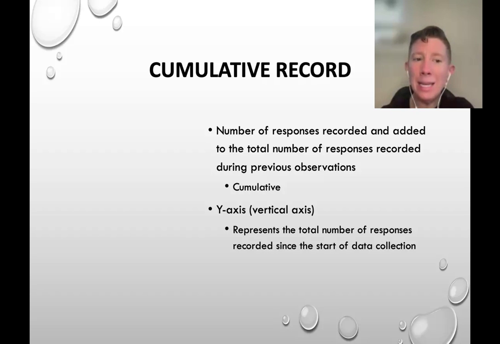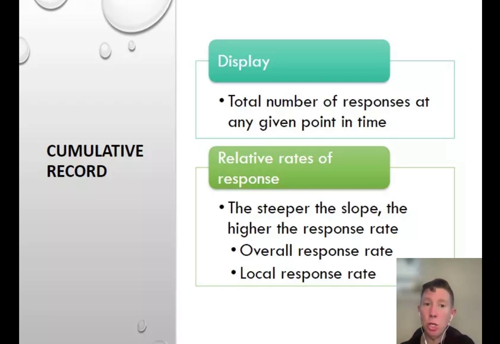An important note: anytime that responses aren't occurring, you're going to get a flat line. So essentially, there's going to be no slope to the cumulative record line. A cumulative record displays the total number of responses at any given point in time. Essentially, the steeper the slope, the higher the response rate. This can be true of the overall response rate, and then we also can look at the local response rate to see how responses are changing closer to the data point that we're looking specifically at. So again, the steeper the slope, the higher the response rate. And when there was no slope at all, that means there were no responses during those days.